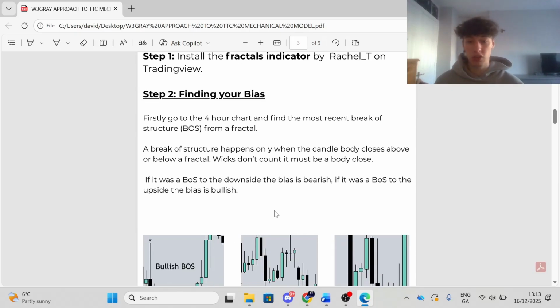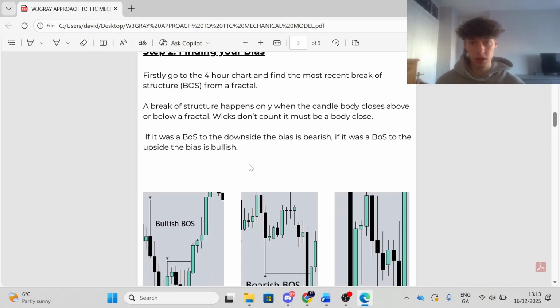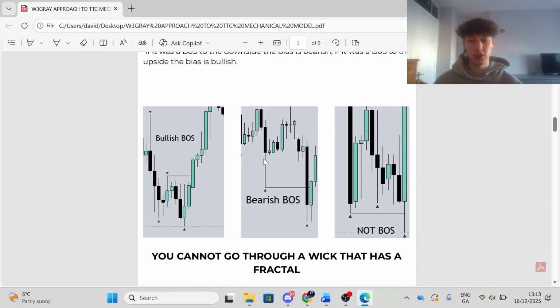A break of structure happens only when the candle body closes above or below a fractal. So wicks do not count, and it must be a body close. If it was a break to the downside, the bias is bearish. If it was a break to the upside, the bias is bullish. So these are the three examples, and I'm going to show you more on TradingView.